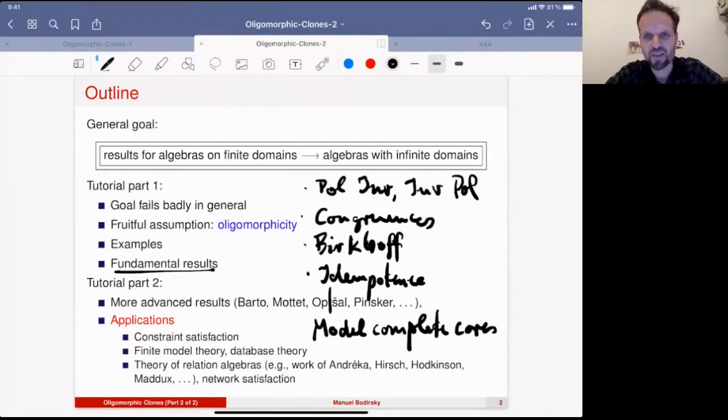Today, I want to continue with the more advanced results that we have in this area, quite recent ones, obtained by many more. I have just listed 4 names. There are many more working in this area. And then I want to also discuss applications. And the running application that has driven the development in the area is the complexity of the constraint satisfaction problem. So this will be at the center of today's talk. But there are other applications. CSPs are not the only application. This is what I want to discuss today: we'll see applications in finite model theory and also in the theory of relational algebras.